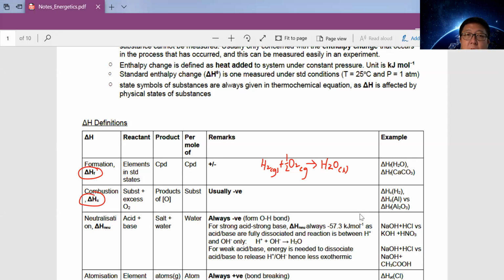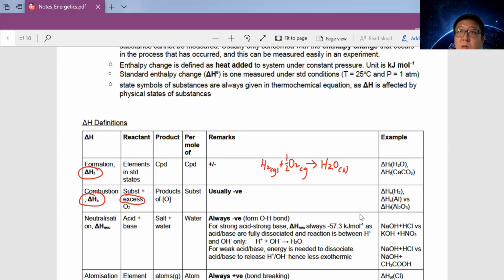Combustion, again, same thing. The substance plus excess oxygen. Can you highlight this word? Why? Because when you talk about combustion of carbon, confirm is carbon dioxide. Carbon dioxide, there's no CO, because the definition already says excess oxygen. If they want to test you on CO, right, then they must give you enthalpy change of formation of CO.